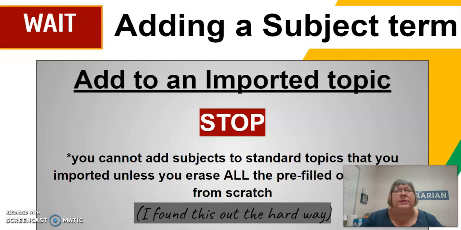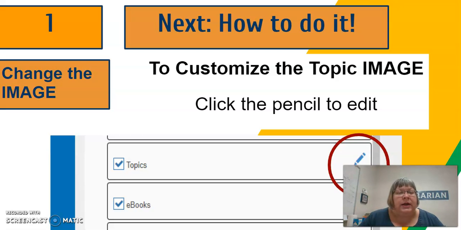So for sports, I'm like, oh, they didn't have hockey fiction. But I cannot go in there and add hockey fiction as a subject term because once I try to do that, I end up erasing all the pre-filled ones. And then I'm limited, I think, to 5. That's what I kept running into from scratch. So I found this out the hard way. So it's not perfect, but don't erase all your subject terms that the standard topics come with unless you really want to do that. All right, next we're going to change the image.